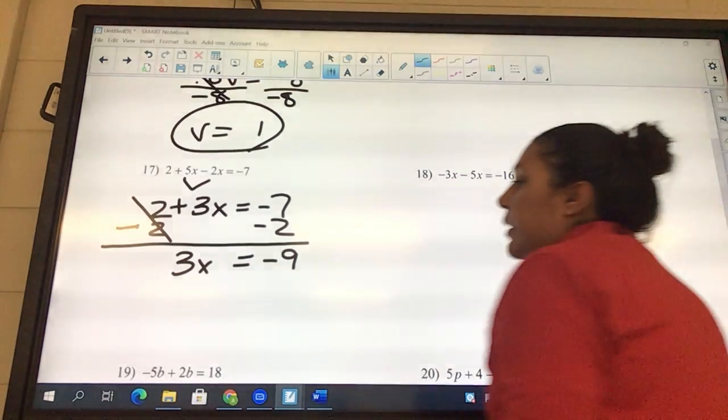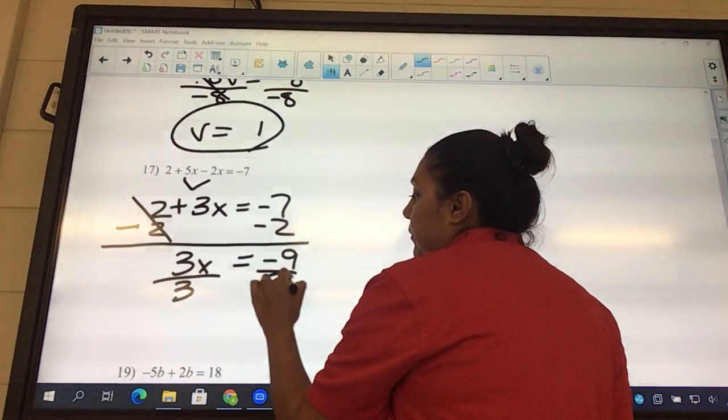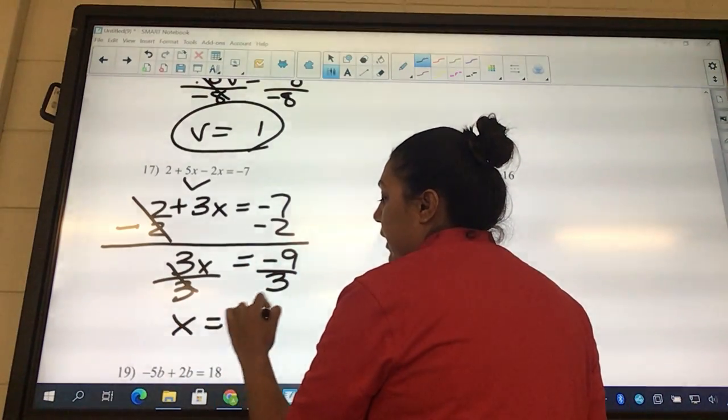Okay, and then our last step is gonna be to divide by 3. So I got x equals -3.